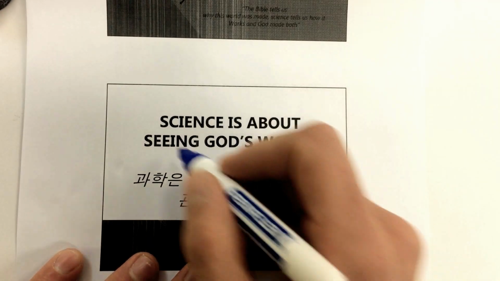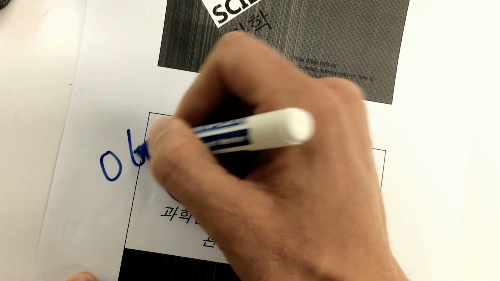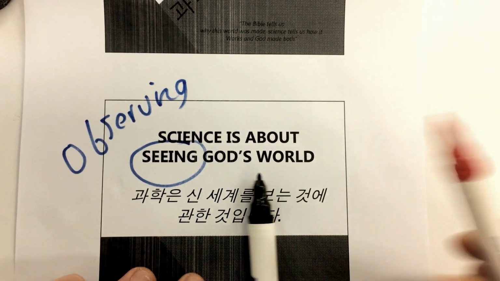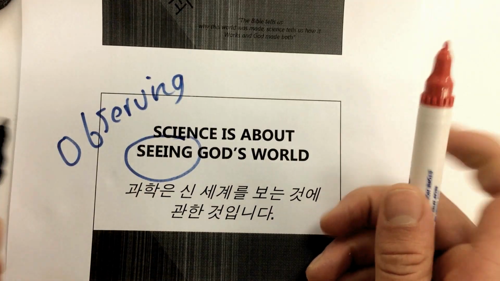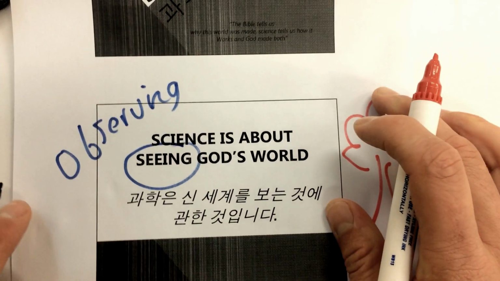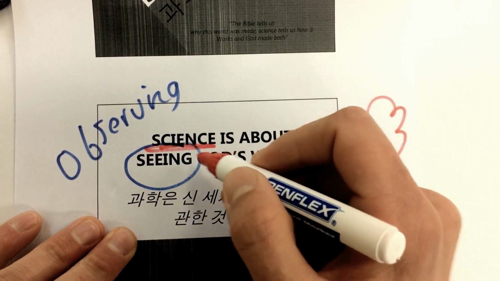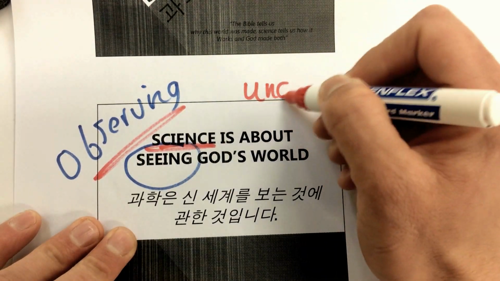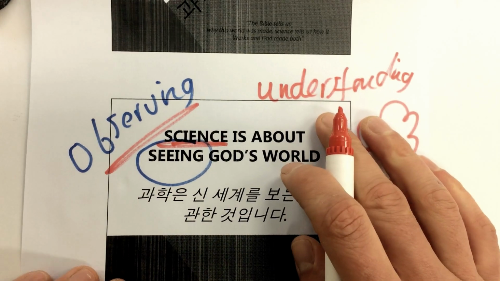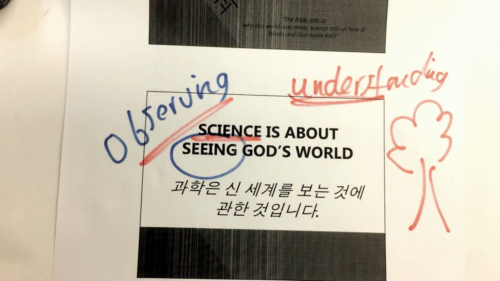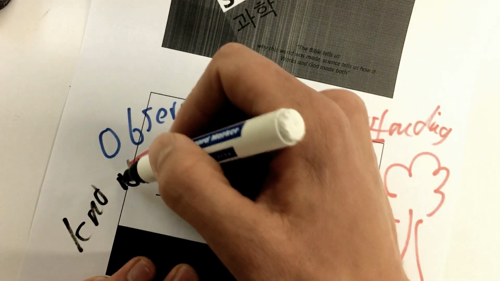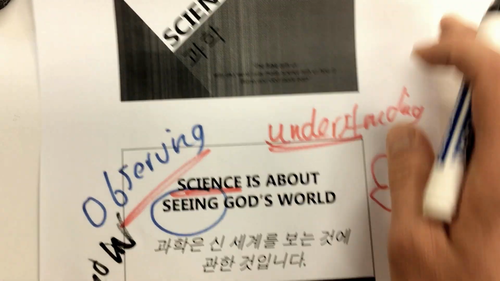Science, you must know, science is about seeing or observing God's world. God made everything we see around us, including the trees and the birds and so on. And in science, it's about observing or seeing or understanding God's world. That's why we do science, because we want to understand or to know about God's world. K-N-O-W, excuse my handwriting.